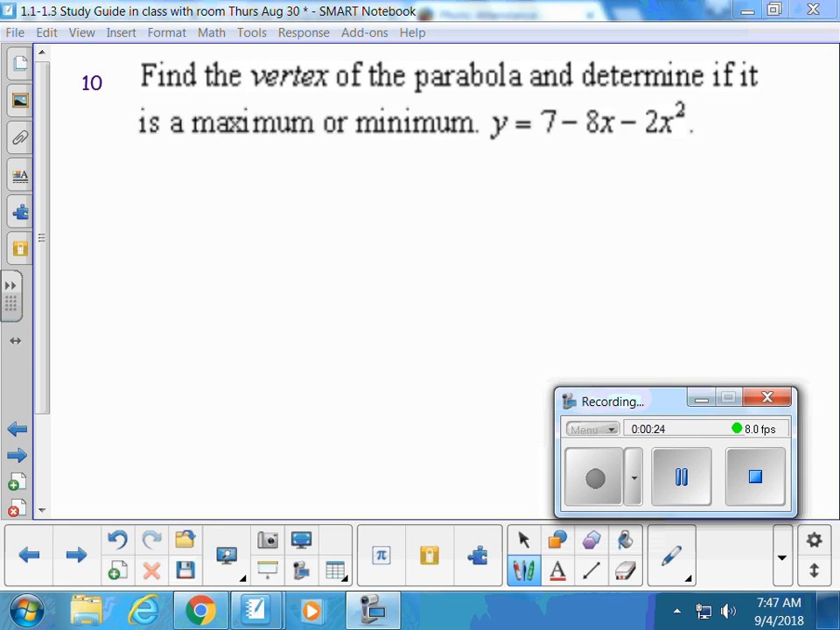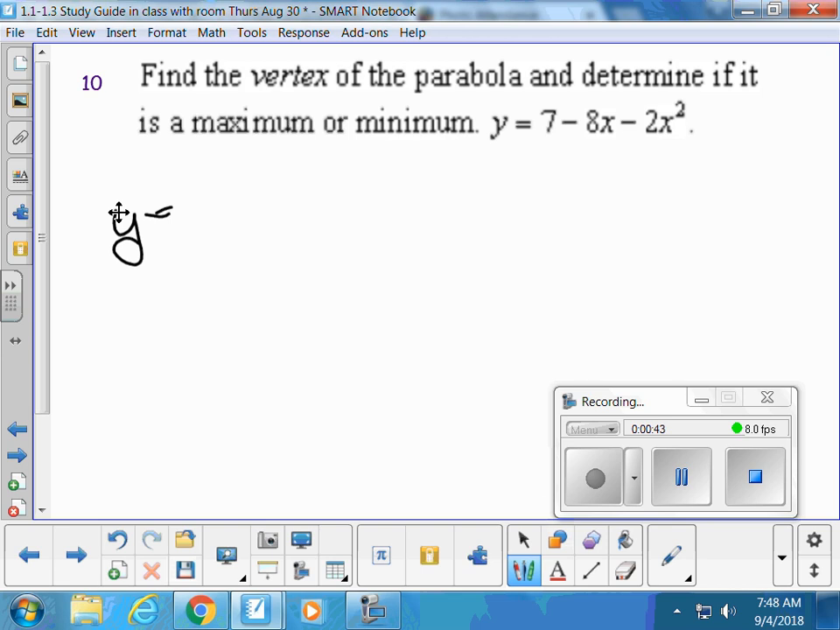All right, number 10. Let's find the vertex of this parabola and then determine whether it's a minimum or maximum. This is a trick for sure. What's tricky about this? Yeah, Amelia? It is out of order. So I'm going to rewrite this in order, and I want you to do that with me.